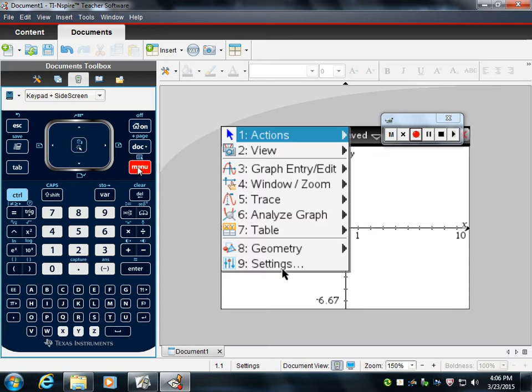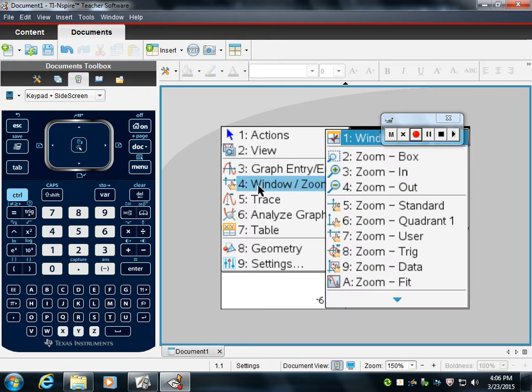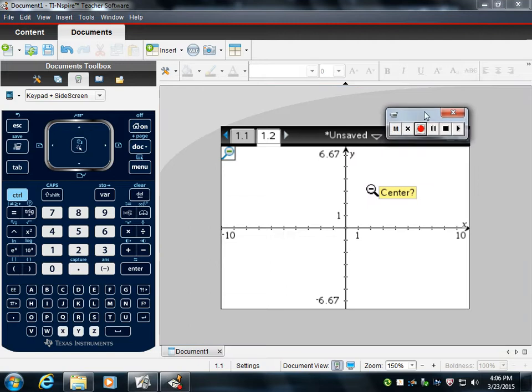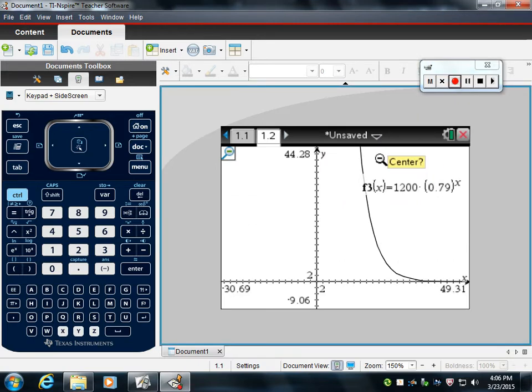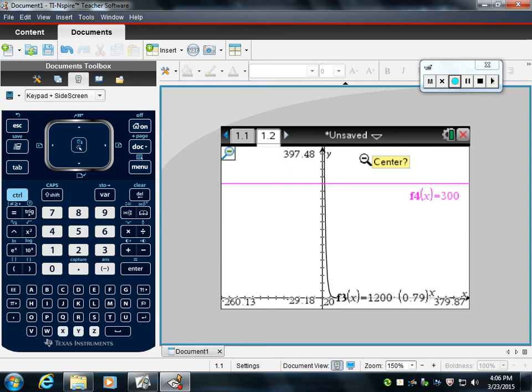So we're going to go menu, zoom. You could try zoom fit here. I'm going to zoom out just so we're going to zoom out a bunch. Going to get that y-axis. There we go. Looking for where the two intersect. All right, let's find that intersection.